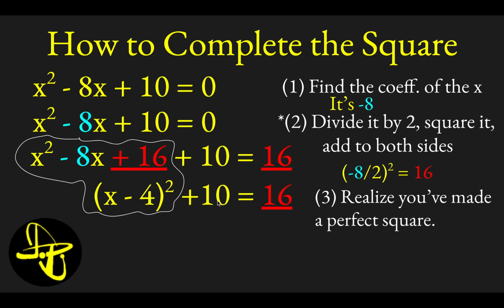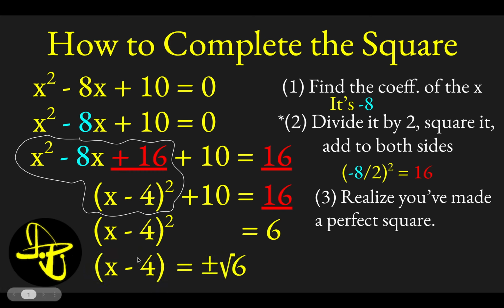As our next move, all we'd have to do is take away 10 from both sides, and we'd have x minus 4 squared equals 6. Then we could take the square root of both sides, and you'd see x minus 4 must then be plus or minus root 6. And then it's just a matter of adding the 4 over to the other side. So then you'd have x is 4 plus or minus root 6, and that would solve this. So that's the plan.